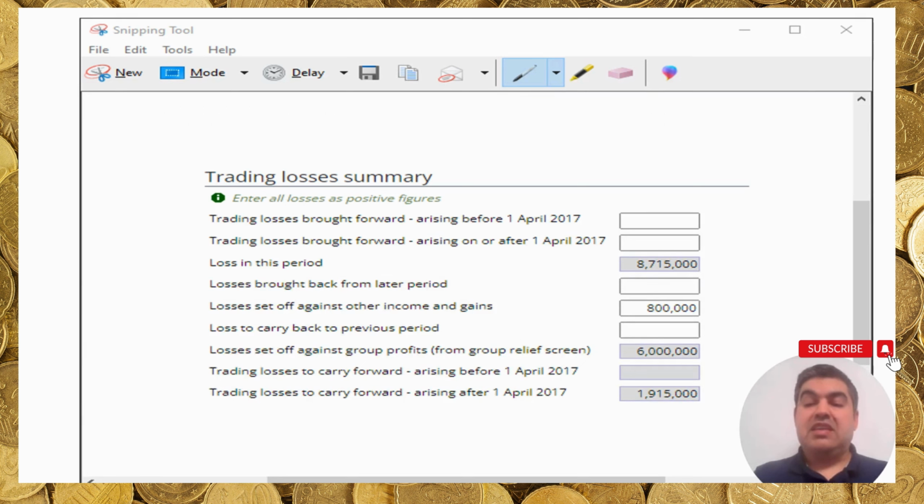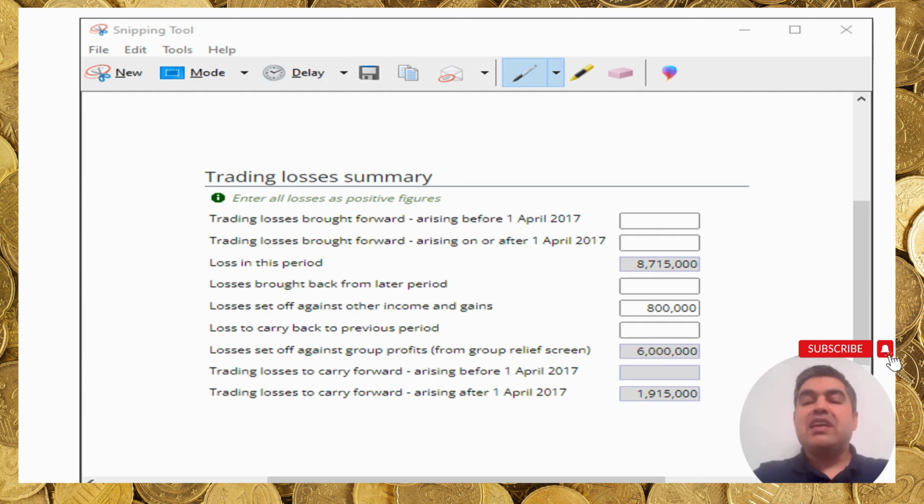That is a loss summary. Even the examiner would expect you to make some loss summary. Remember, the trading loss for the period is 8.715 million. We set losses against other income and gains, as you see on the previous slide for the property income and the interest income. And then we decided to set losses against group profits. So we decided to transfer 6 million to a group company. I just created another group company. That's how it looks in practice, how you transfer the loss summary.